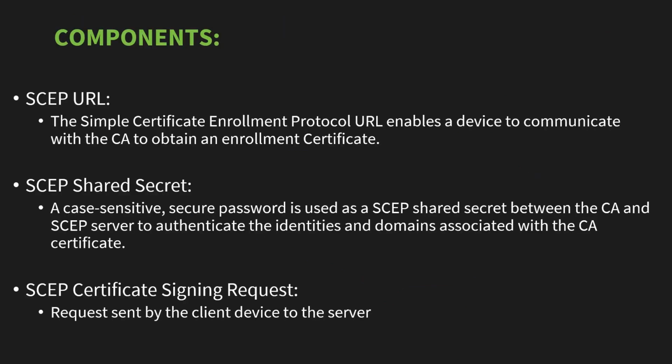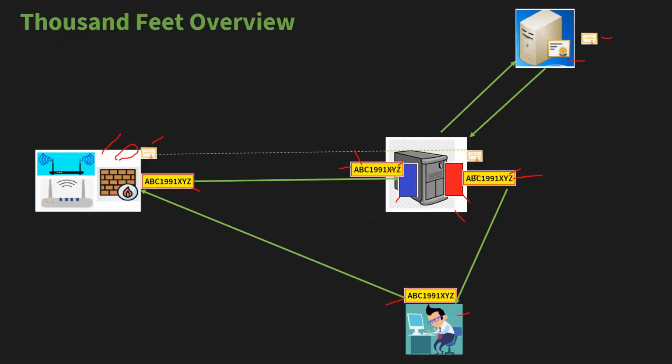So what are the components involved here? First is the SCEP URL. The SCEP URL is the endpoint of this blue address. So the device, the firewall over here, is reaching out to the SCEP server and requesting a certificate, right? So how does it reach out to the SCEP server? It reaches out to the blue endpoint of the SCEP server using a URL. So think of the URL as the URL to access this blue endpoint.